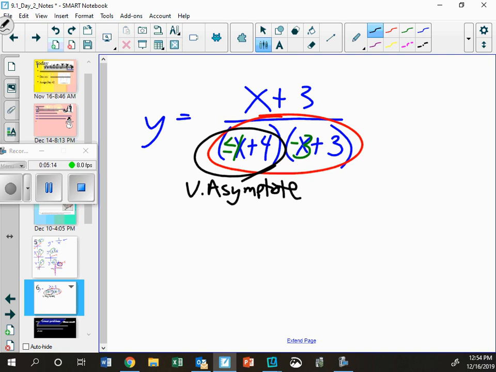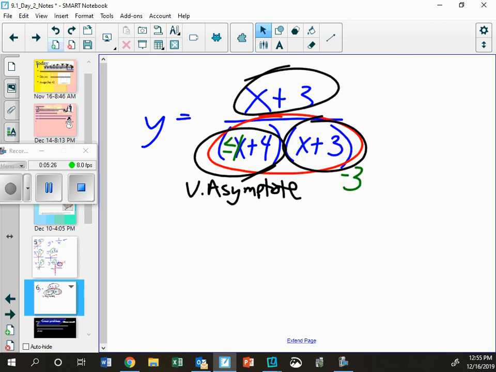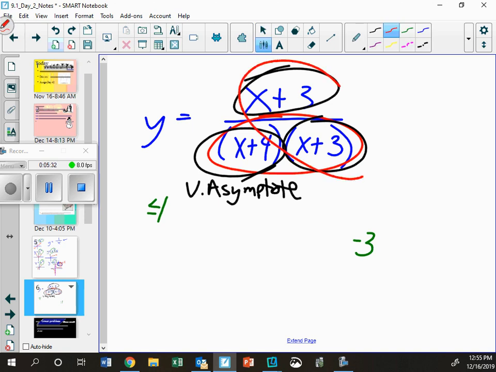Whereas if there's something on the top and the bottom that are the same as each other, can't they just cancel? Yes, but that creates a problem in the graph called a hole. So if there's one that's the same on the top and the bottom, see how there's an x plus 3 on the bottom and the top? Then that creates a hole.